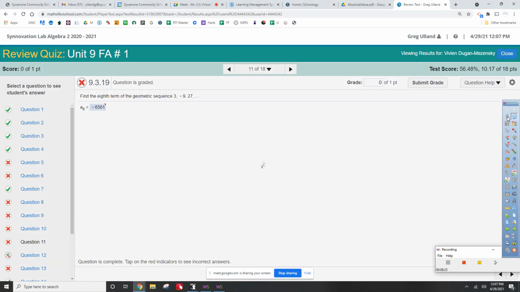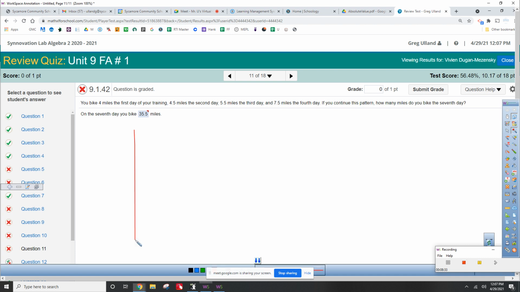Question 11. This is neither, it's just a straight up pattern, but you could, the first one, 4.5. The second one, 5.5. The third one, 7.5. So look, plus 0.5. Then we went plus 1 for this one. Plus 1, and then plus 2.